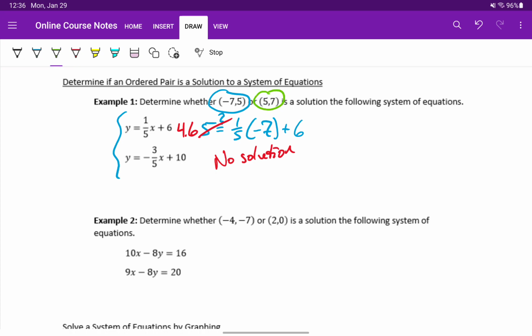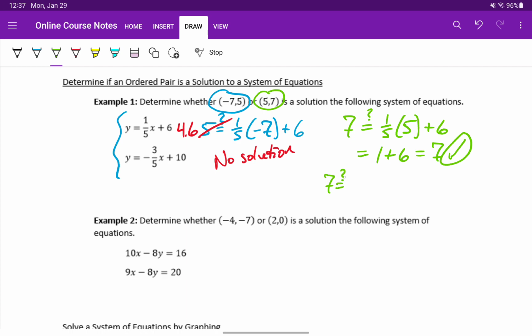Next, we'll look at the point (5, 7). We'll start off by plugging it into the first equation. So is 7 equal to 1/5 times 5 plus 6? Well, 1/5 times 5 is going to be 1, plus 6, which does equal 7. That checks out, so we know that (5, 7) is an xy pair that satisfies the first equation. Now we need to check and see that it also satisfies the second equation.